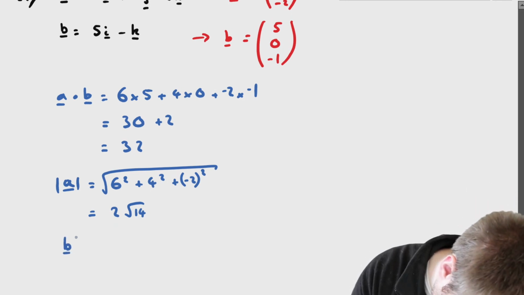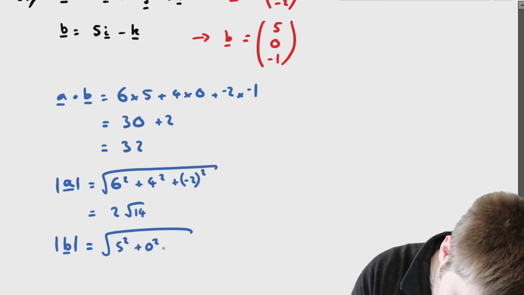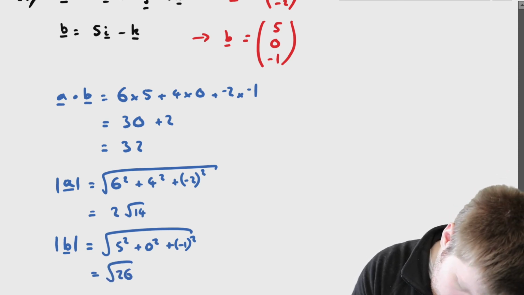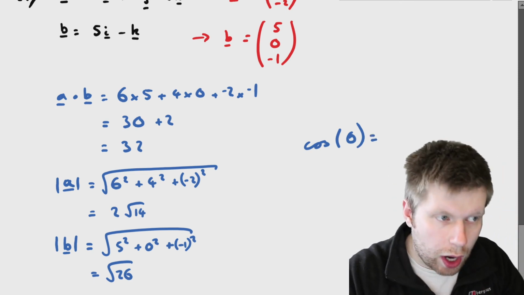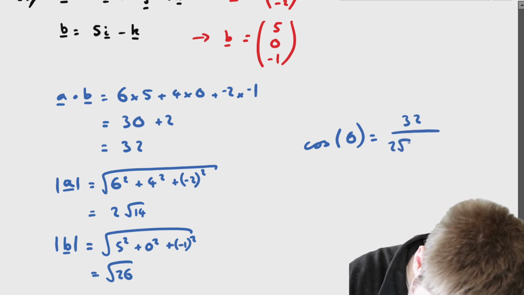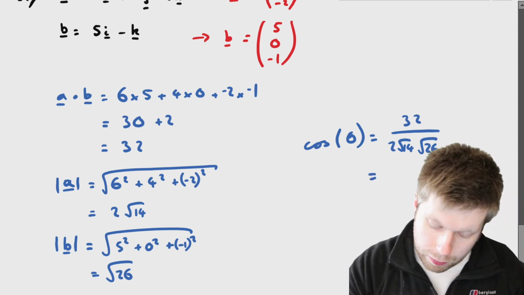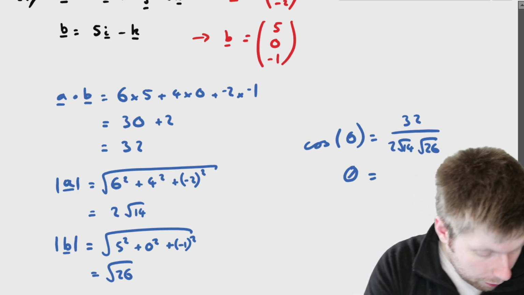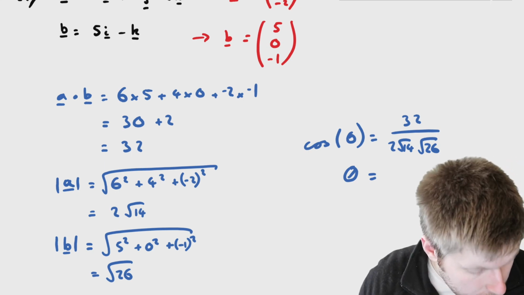So let's have a look at the length of B, so the magnitude of B. I'm just going to take the square root of 5 squared plus 0 squared plus -1 all squared. So that's square root of 26. So now I'm in a position where I can actually stick this into my calculator. So cosine of theta should be equal to a dot b, which is 32, divided by the magnitude of a, which is 2 root 14, times the magnitude of b, which in this case is root 26. So I'm just going to go cosine inverse of 32 over 2 root 14 times root 26.